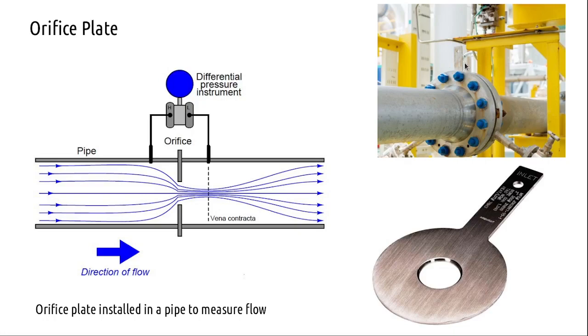So the one problem is that if you want to service the orifice plate, you will have to take down this section, cut down the flow, and then do that. That's the drawback of this orifice plate. But there are other alternatives also, which can do without even shutting down the section.